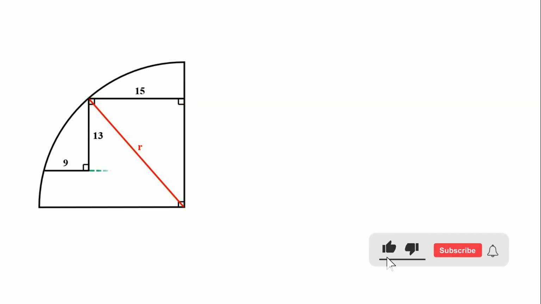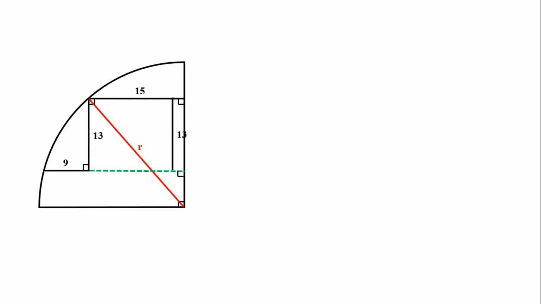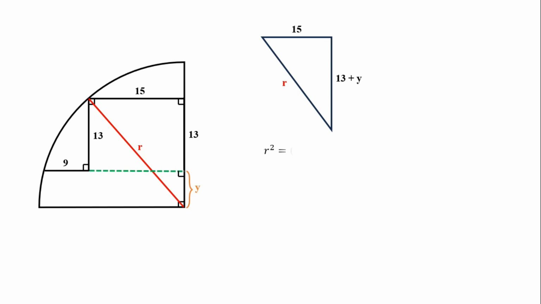If we draw this dashed line, we can see that this side is made of two parts. The upper part is 13, and let's call the lower part y. So the total length of this side is 13 plus y. The square of the hypotenuse equals the sum of the squares of the other two sides. So r squared equals the quantity 13 plus y, all squared, plus 15 squared.